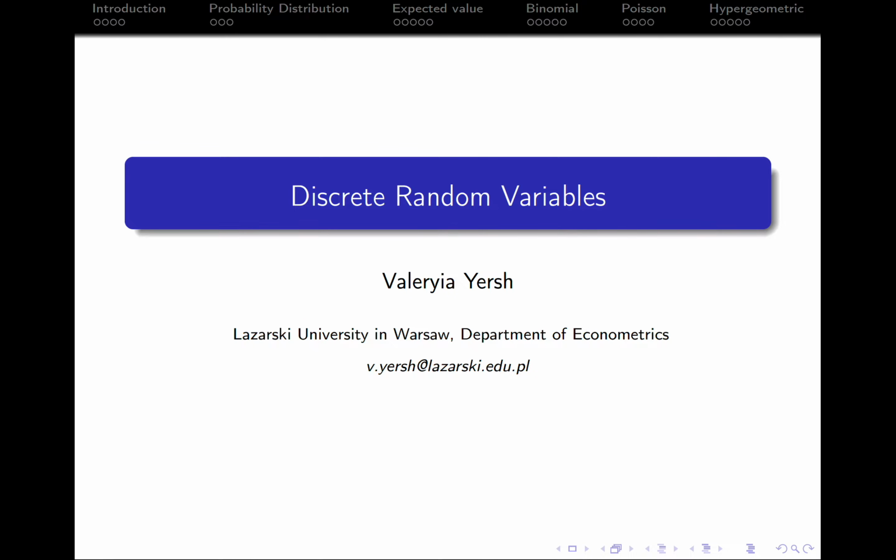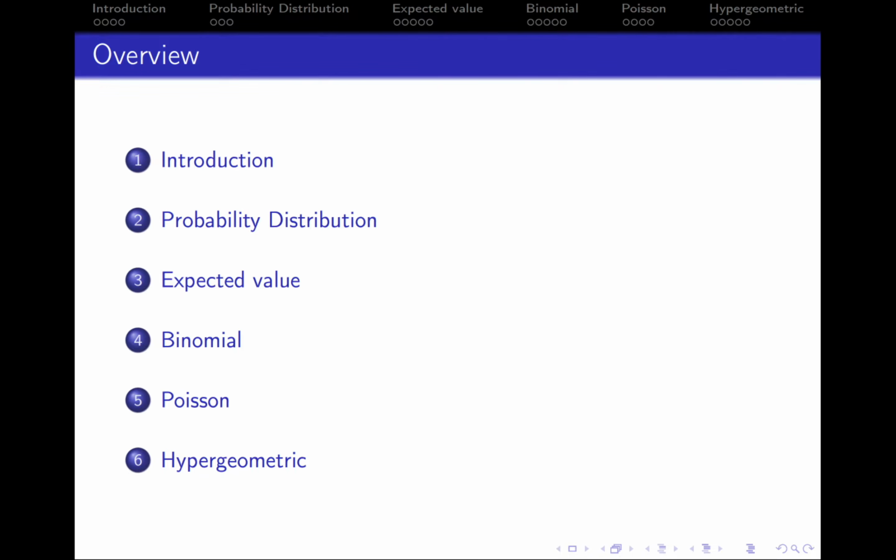In this lecture, I would like to discuss something called discrete random variables. To do that, I will start with a quick introduction. After this, I will move to probability distribution, which is used for describing discrete random variables.